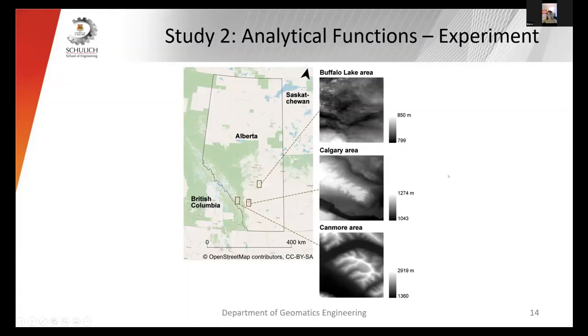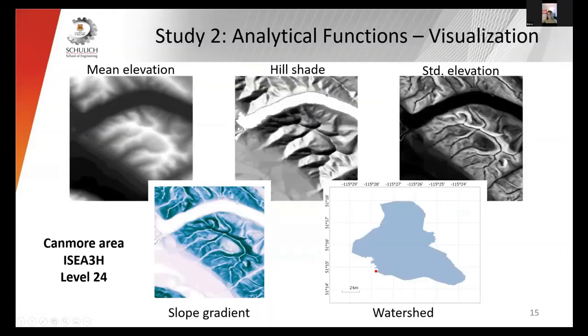Then the experiment was carried out in 3 study areas in Alberta, Canada. And here are the visualization results of one of the study areas, the Canmore area at level 24. As you can see here, they're the visualizations of mean elevation, hill shade, standard elevation, slope gradient, and the watershed, the delineated watershed over a defined outlet.